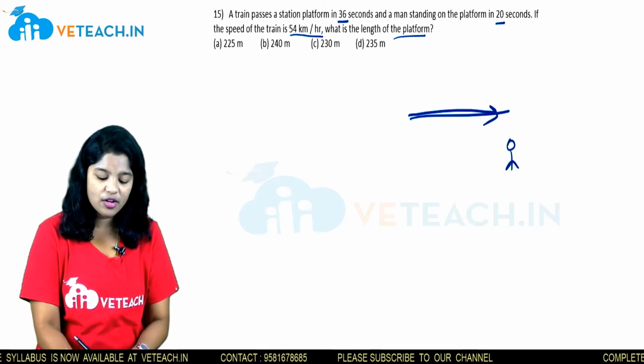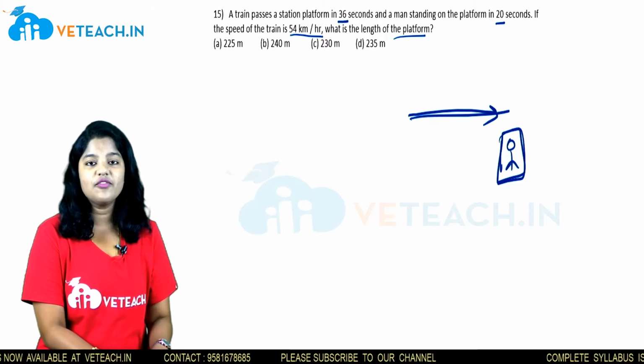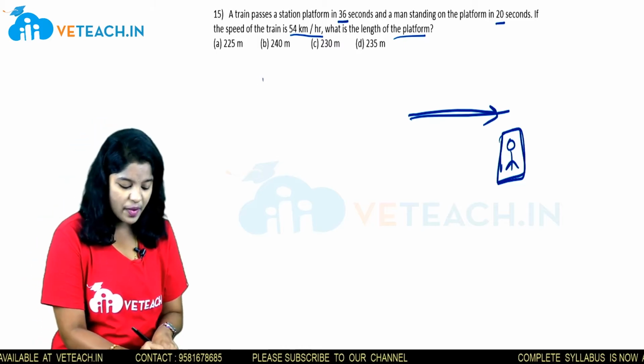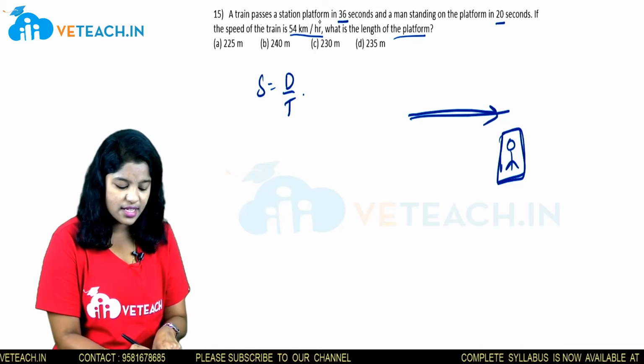So if we simply find out the condition by using the crossing of the man, we can easily find out the length of the train. So speed is equal to distance by time. So a train passes a station platform.